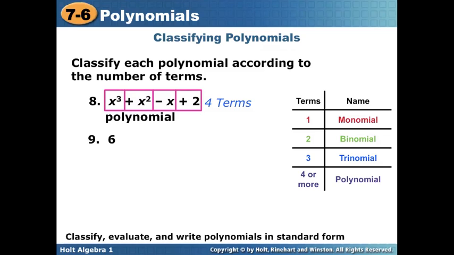Example number 9. Here we only have the one term, which is a 6. So one term, we call this a monomial. Also remember, this monomial is a polynomial. It just has the special name of a monomial because it's got one term.